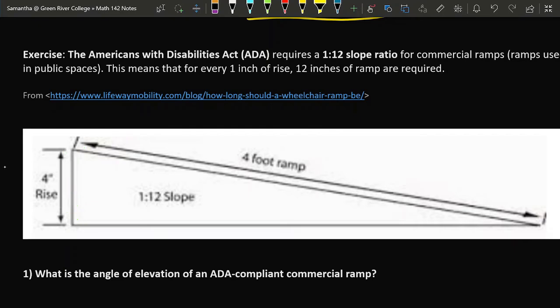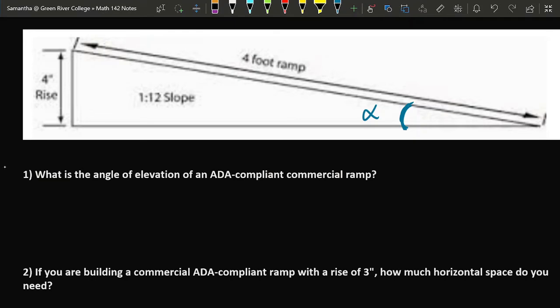So based on this law, let's figure out the angle of elevation for a commercial ramp. In other words, let's figure out the maximum angle which is allowed here in the bottom right corner that points toward the vertical side of this ramp. A sample ramp which satisfies the law is given in the picture above.